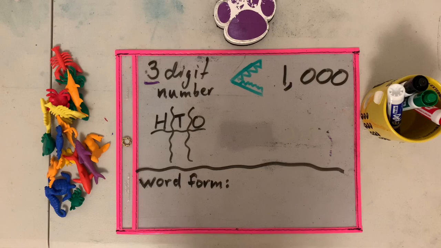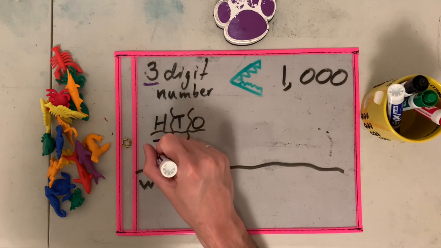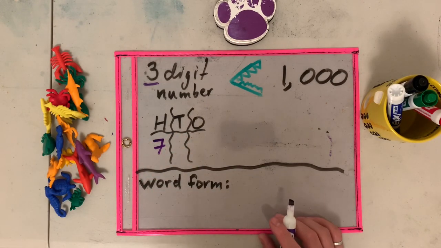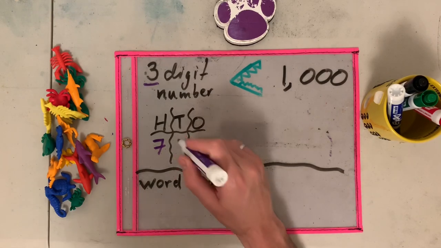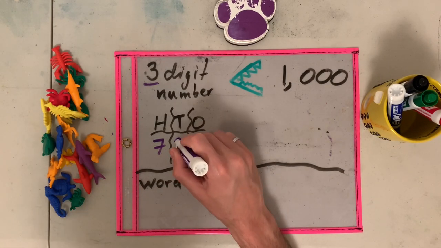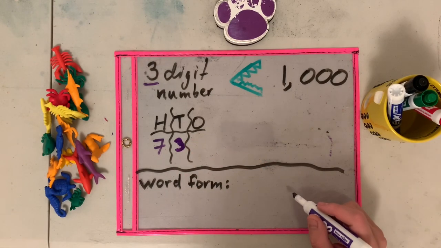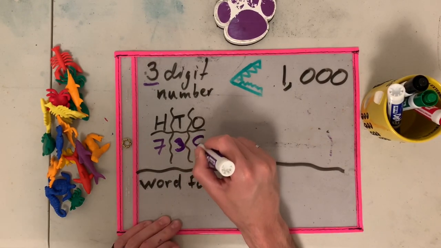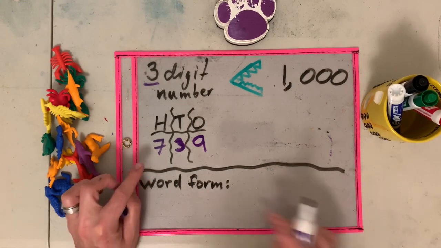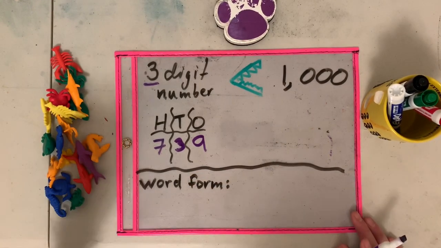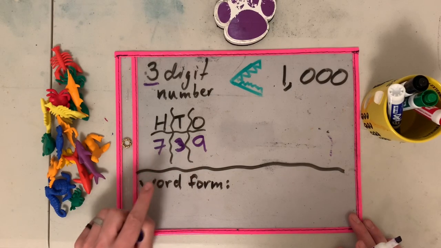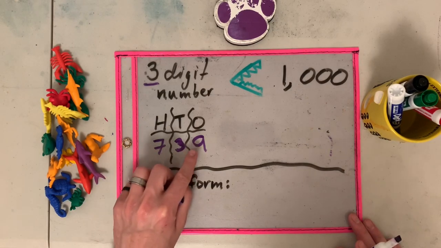So let's create any number. I'm going to choose my favorite number. My favorite number is 7. I'm going to choose my wife's favorite number. It's 3 tens. And my daughter's favorite number is 9. So if you don't know which number you like, you can ask your family which are their favorite numbers and put them in the hundreds, tens, and ones.